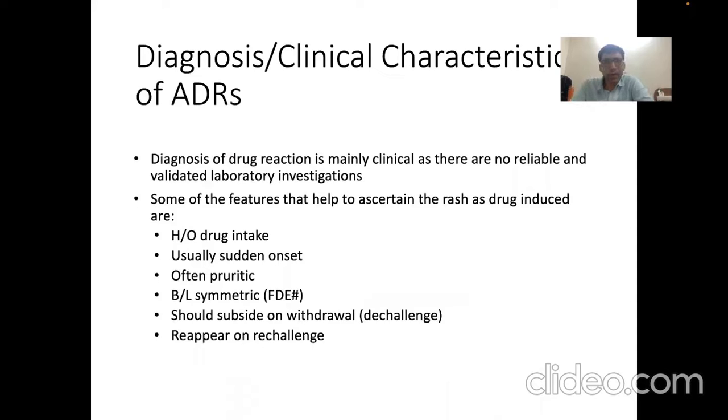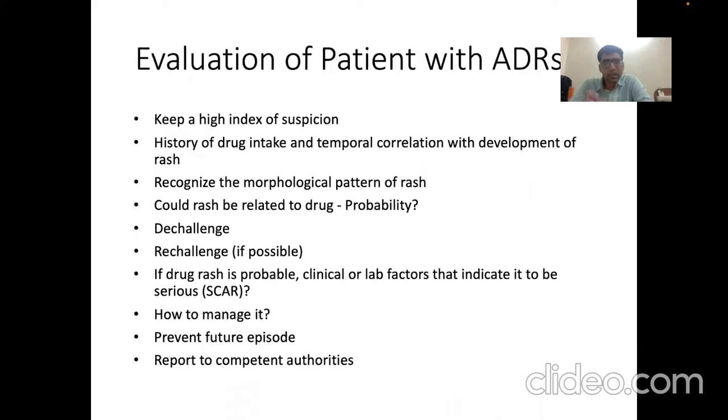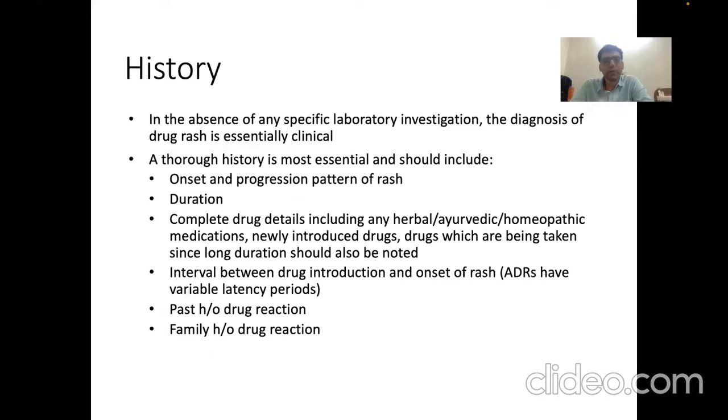Now the last part is how we diagnose adverse drug reactions. We should take the history of drug intake, sudden onset, erratic, bilateral, symmetrical, and it should subside on withdrawal. Evaluation of the patient: keep a high index of suspicion, history of drug intake and temporal correlation with rash. You can de-challenge or you can re-challenge. How to manage it and how to prevent further episodes.